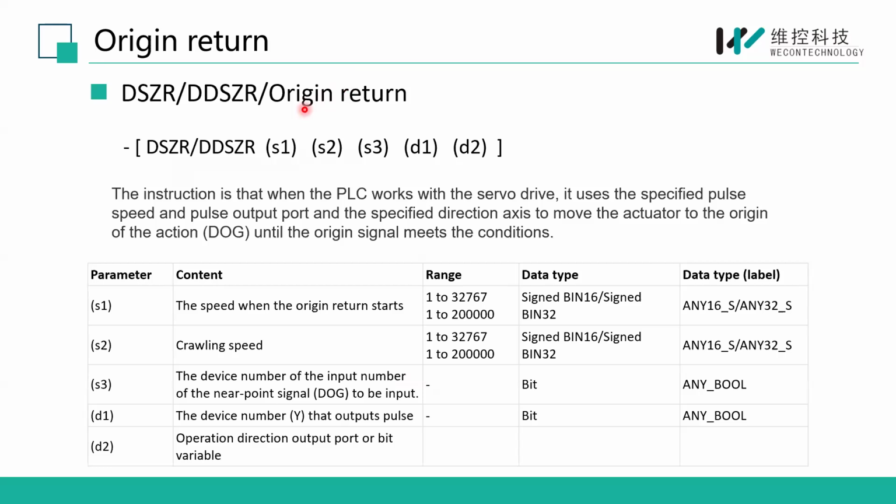Another function is DSJR and DDSJR. In short, the instruction is that when the PLC works with the servo driver, it uses the specified pulse speed, the pulse output port and the specified direction to move the actuator to the origin of the actions, the dog signal, until the origin signal meets the conditions.